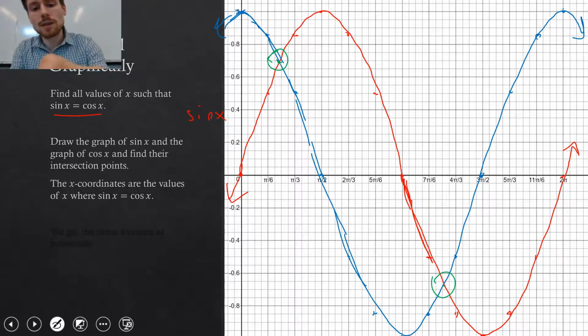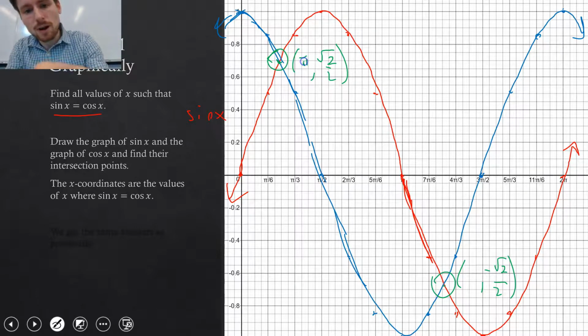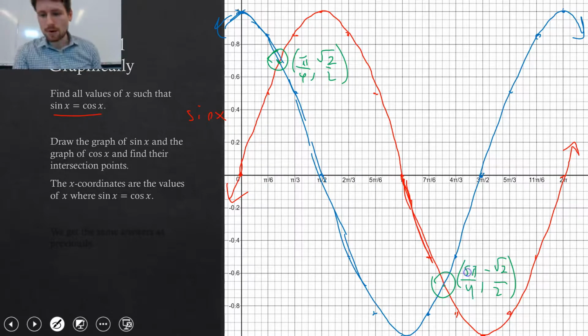The y-coordinates in both cases are, in this case, positive root 2 over 2, and in this case, negative root 2 over 2. And so we just have to remember, if we graph this very precisely, we could see where they intersect specifically, or we just remember that those are at pi over 4 and 5 pi over 4 respectively. So here's pi over 4, and over here, this is at 5 pi over 4. And it should make sense with how we've sketched this out.